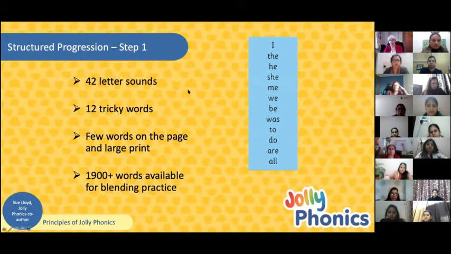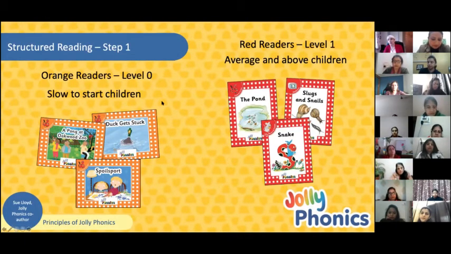So this is how the structured progression works. So you're looking at your first reading books. Well, you've taught the 42 letter sounds, you've taught those 12 tricky words. The books now have a few words on the page and a larger print, and you've got nearly 2,000 words available. So you can get a reasonable story when you've got access to that number of words. But this is when you make your choice. And you want to think, well, are they good at blending? And has it gone well? Do they know their letter sounds well? And you will know them. Well, then, if they have, then straight away onto the red level readers, because they use all 42 letter sounds and the 12 tricky words.